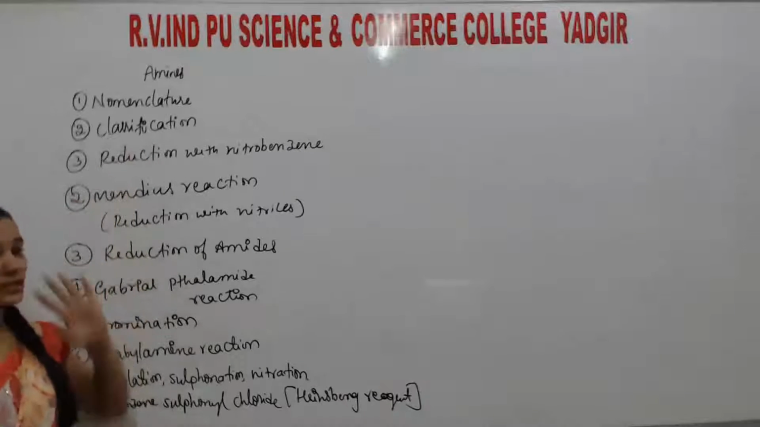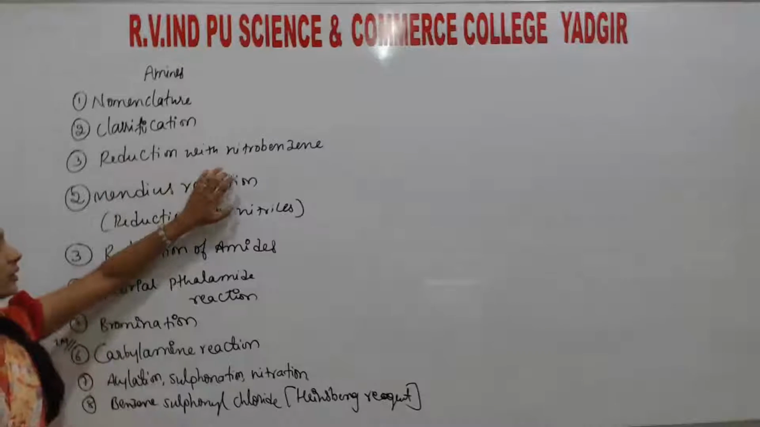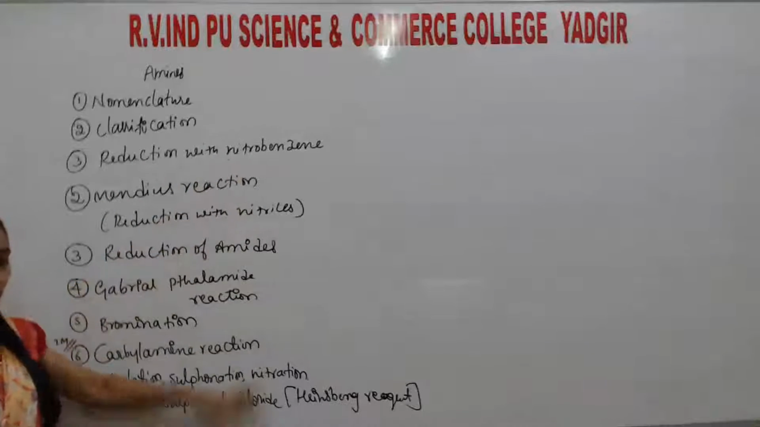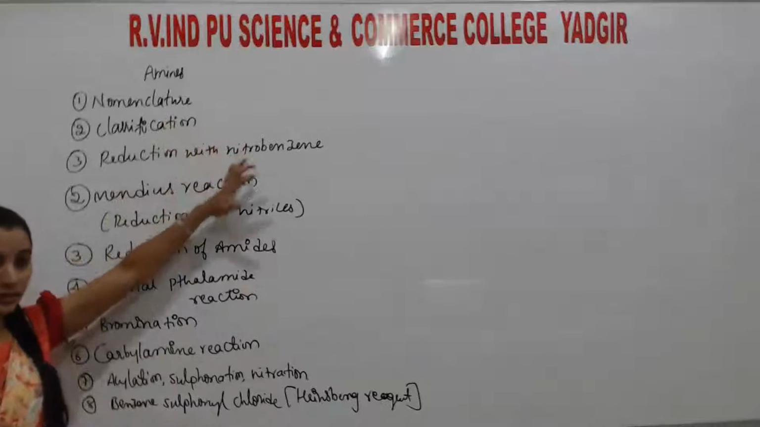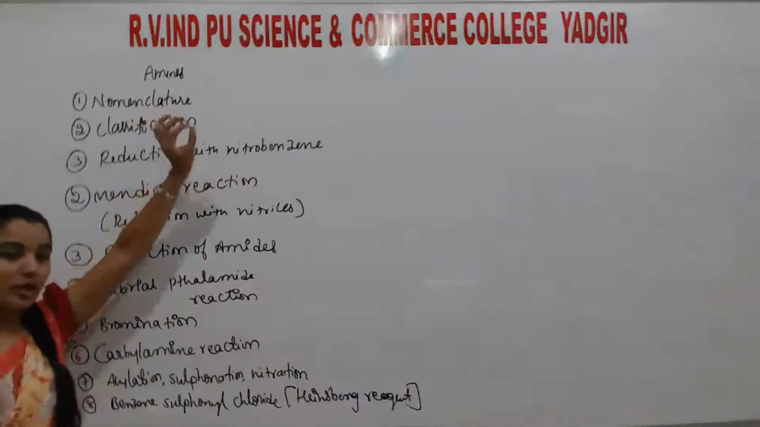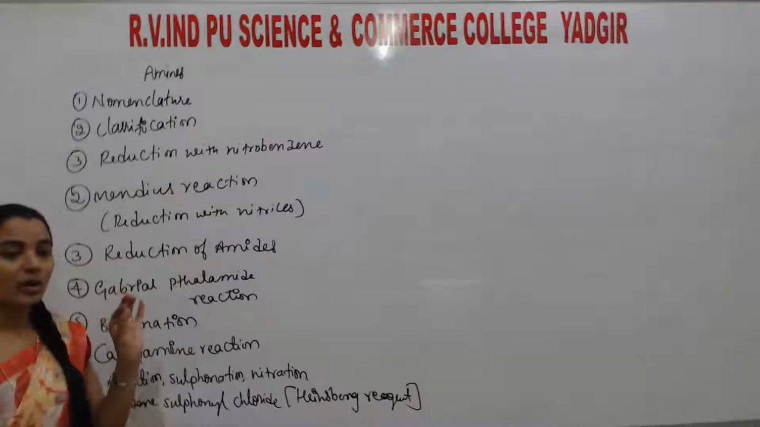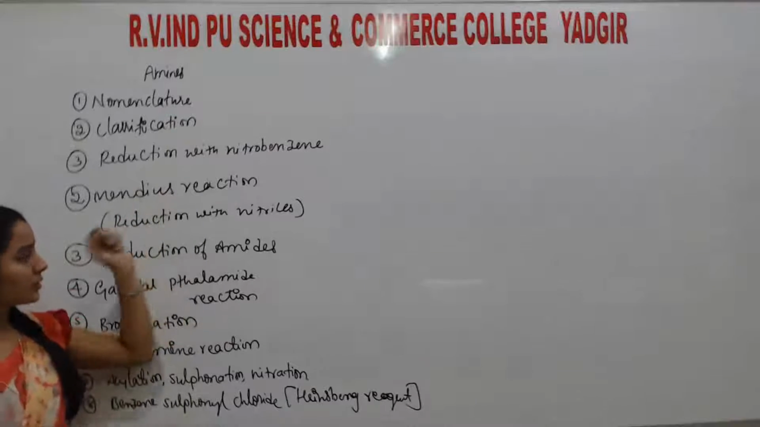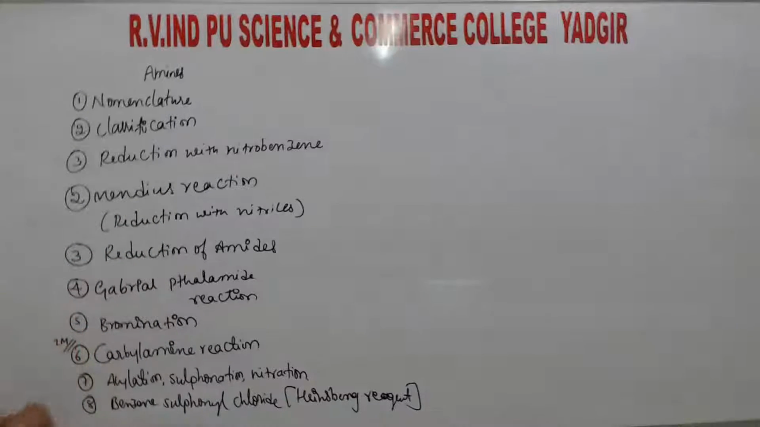So in the classification, I will explain primary, secondary, and tertiary. Just remember, we will go with reduction with nitrobenzene. Only chemical reactions we will discuss later in tomorrow's class. If it is completed in today's class, in tomorrow's class we will discuss the nomenclature of alkyl halides, alcohol, phenol, ether, aldehydes, ketones, carboxylic acids, and the amines. So we will discuss one by one. Be with these reactions. Once again.